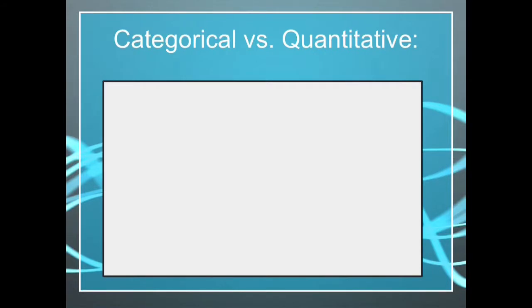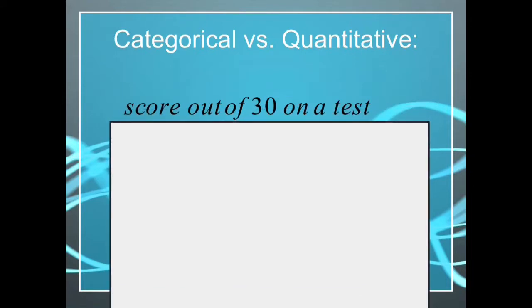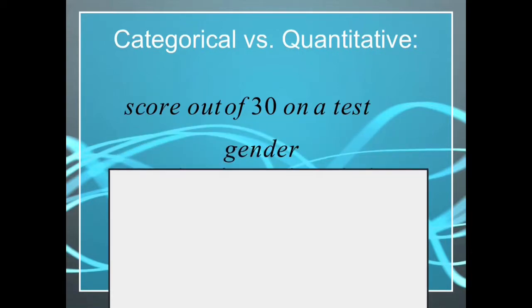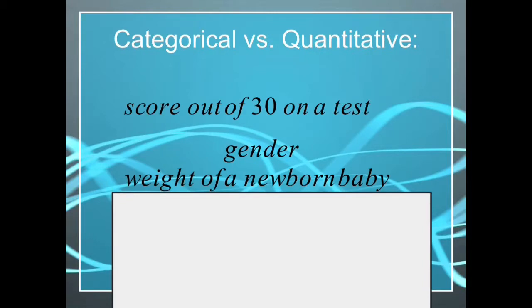Alright, let's look at some variables and determine if they're categorical or quantitative. So again, do they have a category or do they have an actual number assigned to them? For our first example, we have the score you got out of 30 on a test. Is it numerical or categorical? Since the score is a numeric value, it is definitely going to be quantitative. When we look at your gender, does your gender have a number assigned to it or is there a classification? In this case, you classify yourself as a certain gender, so that is definitely categorical. The weight of a newborn baby is definitely going to be quantitative because the weight has a numerical value.